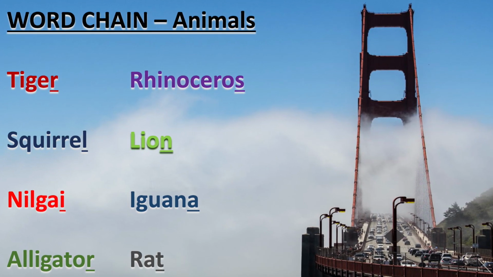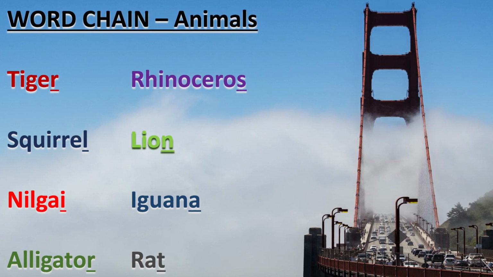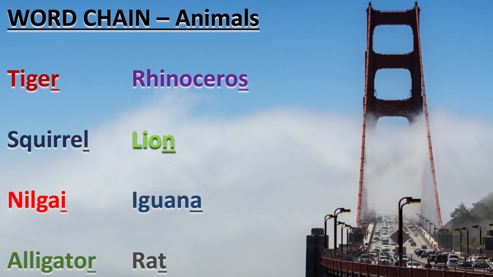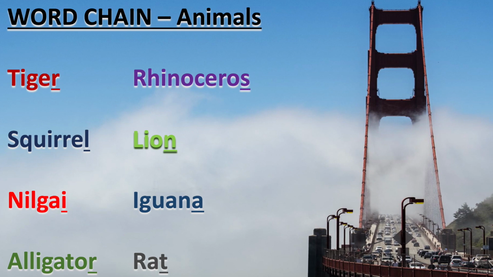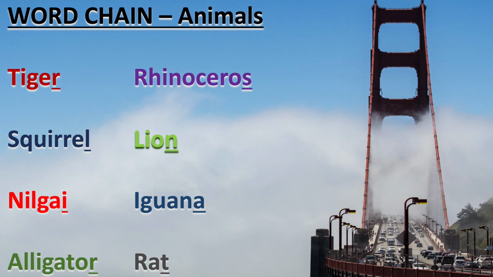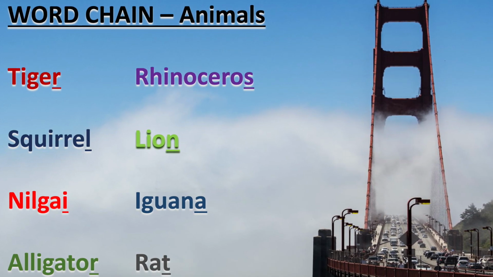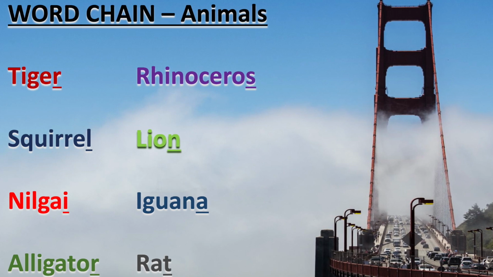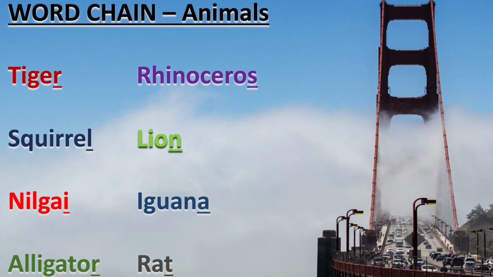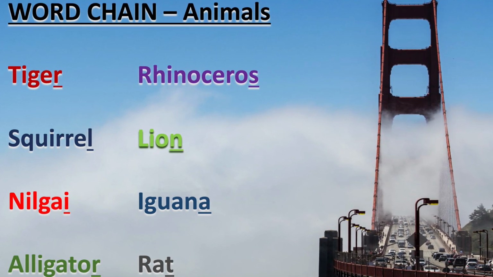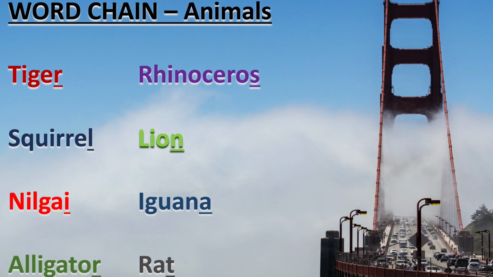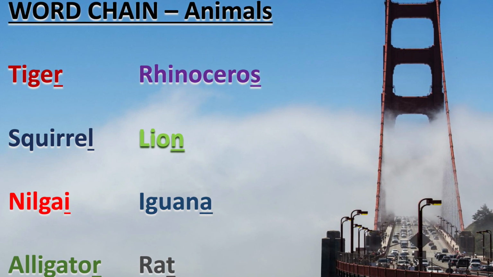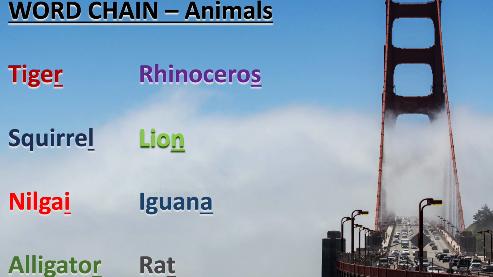Let's choose the names of animals. If student A says tiger, which ends with an R, then student B must say a word starting with an R, and so could say rhinoceros. If a student takes too long in thinking for a word, they must give in and take a challenge. For example, they must sing a song or talk about a topic for 2 minutes.